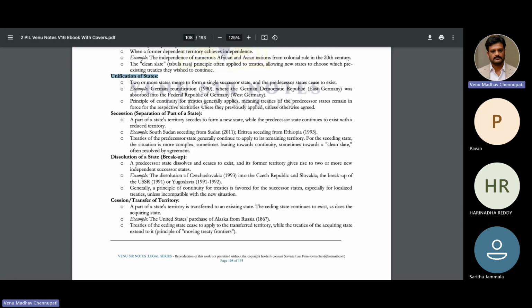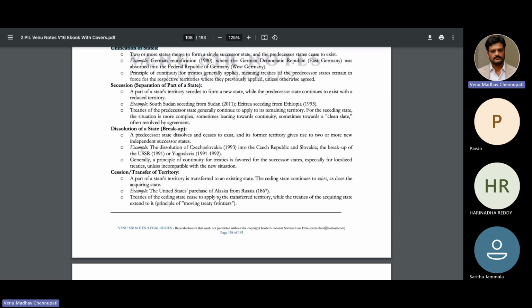A part of a state's territory secedes to form a new state, while the predecessor continues to exist with a reduced territory. So South Sudan seceding from Sudan, or Eritrea seceding from Ethiopia, or Bangladesh seceding from Pakistan. Treaties of the predecessor state generally continue to apply in the remaining territory. For the succeeding state, the situation is more complex, sometimes leaning towards continuity, sometimes towards a clean slate.